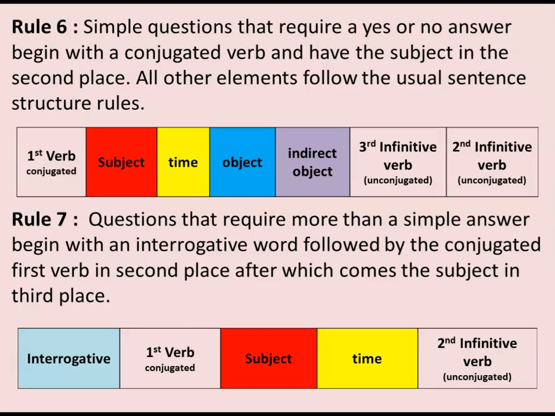Rule 7. Questions that require more than a simple answer begin with an interrogative word, interrogative, depends how you want to pronounce it, it's up to you, followed by the conjugated first verb in second place, after which comes the subject in third place. Okay. Now, so you have the interrogative, first verb conjugated, subject, time, second verb infinitive, unconjugated.